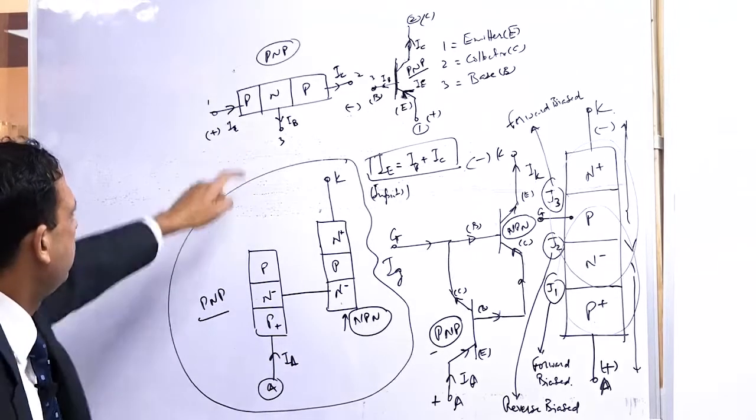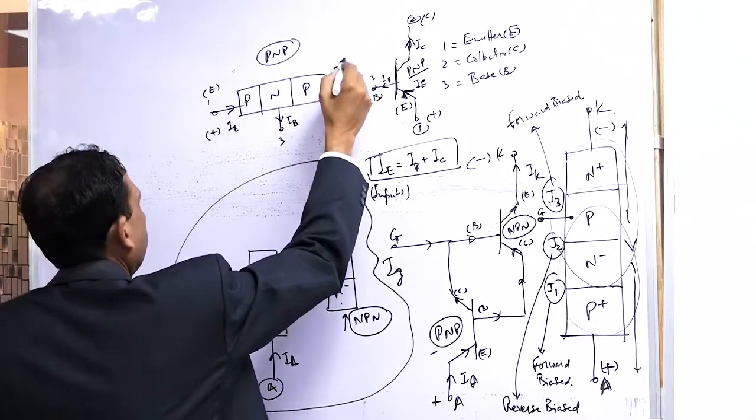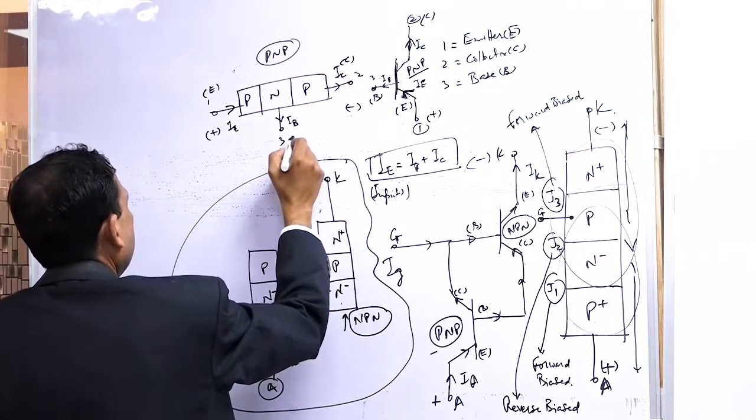P is emitter, C is collector and 3 is base.